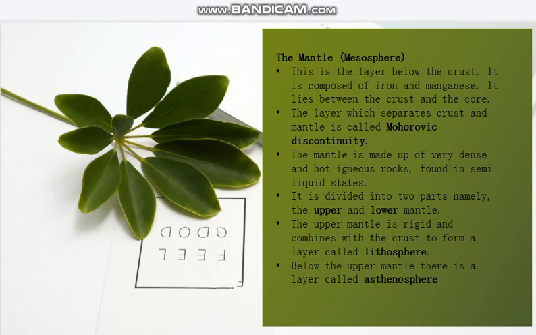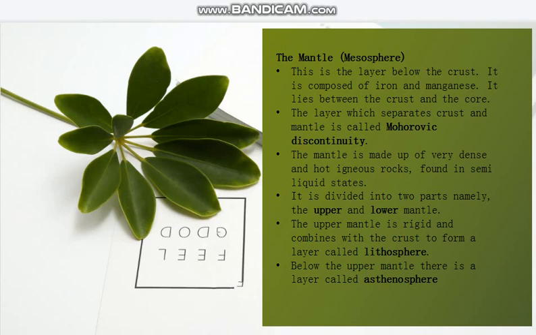This video will continue on the concentric zones of the Earth. We'll talk about the mantle, also known as the mesosphere. So this is the layer below the crust. As we've already discussed the crust in our past video, it is composed of iron and manganese. So they are the composition of the mantle.